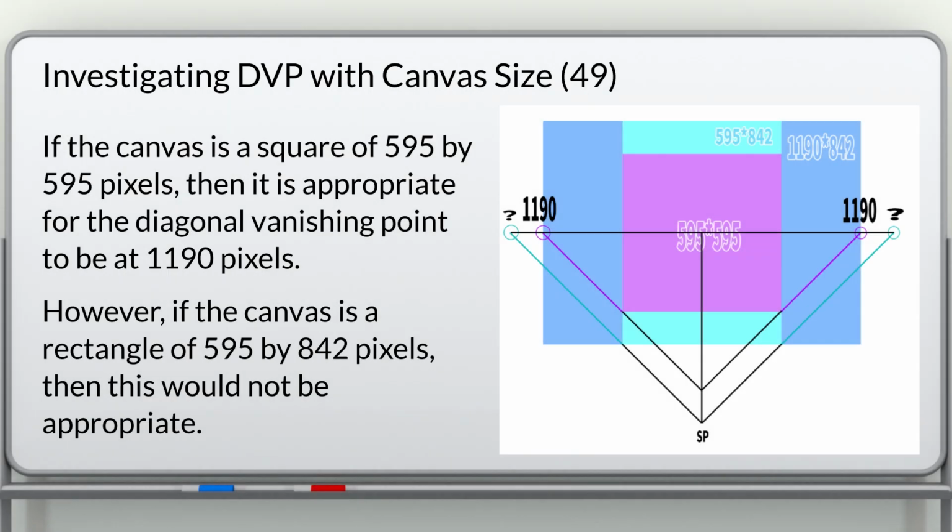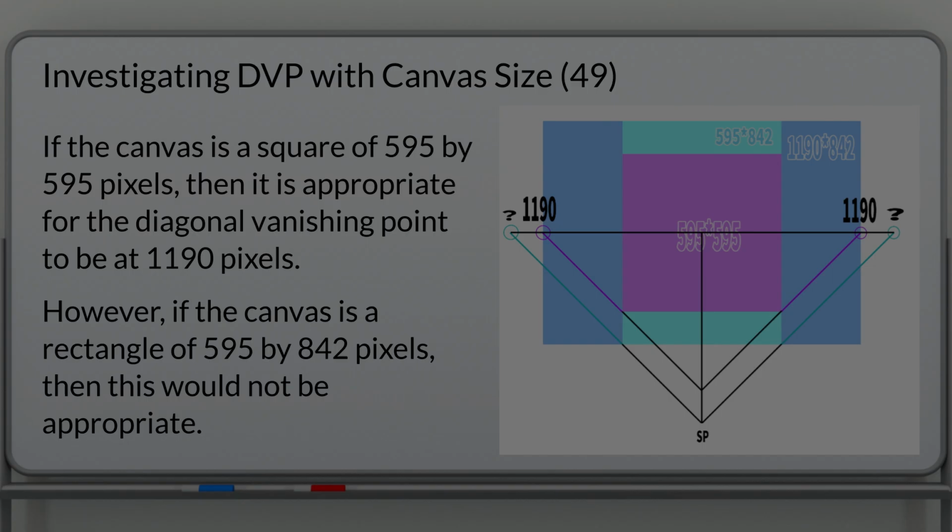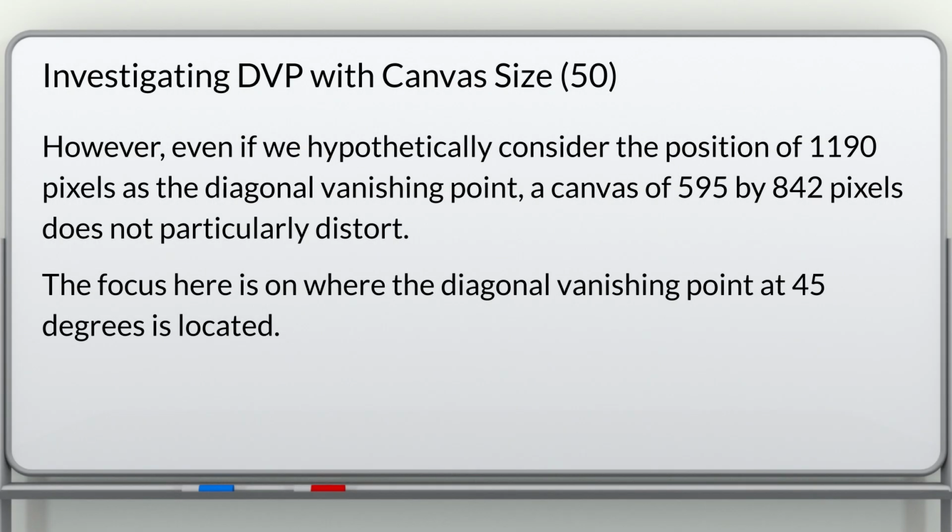If the canvas is a square of 595 by 595 pixels, then it is appropriate for the diagonal vanishing point to be at 1190 pixels. However, if the canvas is a rectangle of 595 by 842 pixels, then this would not be appropriate. However, even if we hypothetically consider the position of 1190 pixels as the diagonal vanishing point, a canvas of 595 by 842 pixels does not particularly distort.